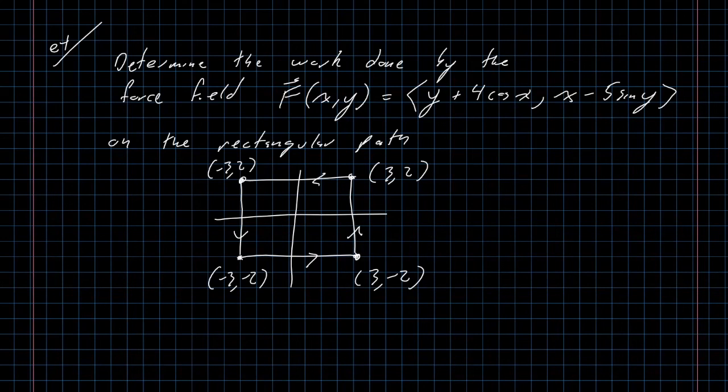So I'd like you to calculate the work done by the force field f of x and y, which has components y plus 4 cosine x, minus 5 sine y, on the rectangular path that goes through the points (3, 2), (-3, 2), (-3, -2), and (3, -2). And you can see it's oriented in a counterclockwise direction.